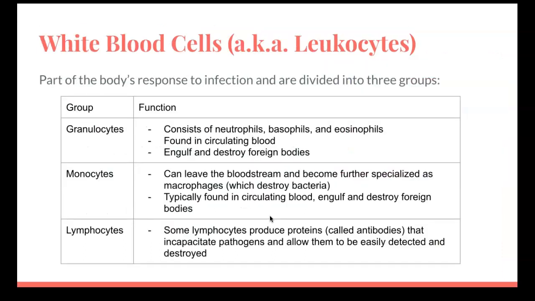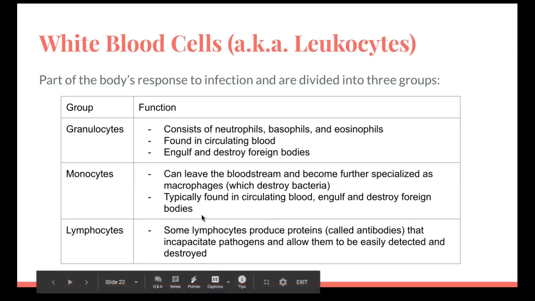So these are the different types of white blood cells that we have. They're also called leukocytes. The three different types are granulocytes. There's three different types of granulocytes called neutrophils, basophils, and eosinophils, and they circulate the blood and basically kill any foreign body, like a virus or a bacteria that enters our body.